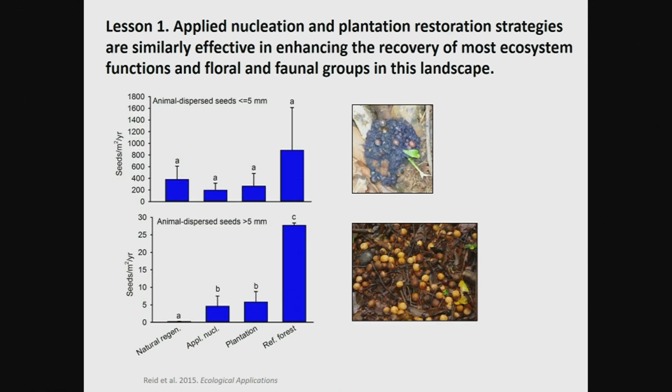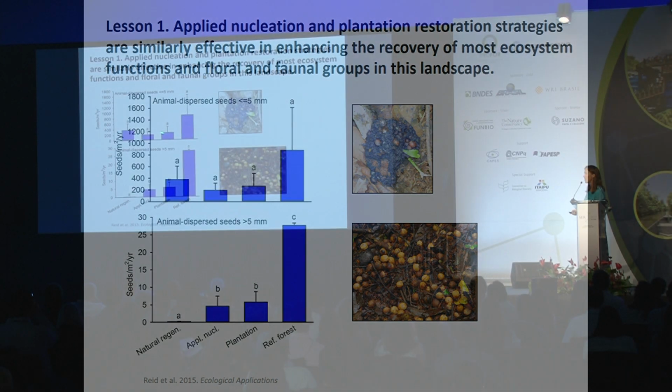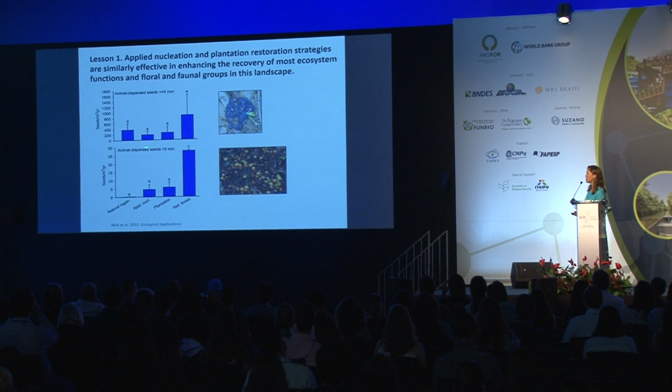If we look, though, at seed rain, on the top graph is small seeded species, under 5 millimeters, and on the bottom is larger seeded species, so over 5 millimeter diameter. These are data from about 6 to 8 years after establishment. With the small seeded species, there's really not a lot of difference across any of the treatments. It looks higher in the reference forest, but it's actually not significant, and there's a lot of small seeded species dispersing in our landscape. But when you look at the larger seeded species, they're much higher in reference forest, but they are similar levels in the applied nucleation and plantation, and it's lower in natural regeneration.